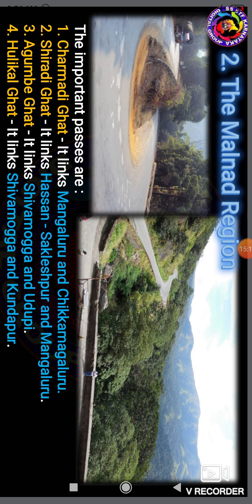It links Mangalore to Chikmagalur. And the second one, the Shirdi Ghat. It links Hasan, Sakleshpur and Mangalore. And then Agumbe Ghat. It links Shimoga and Udupi. And Hulikal Ghat. It links Shimoga to Kundapur. So these are the main ghat sections, the ghats in the mountain regions of our Karnataka.